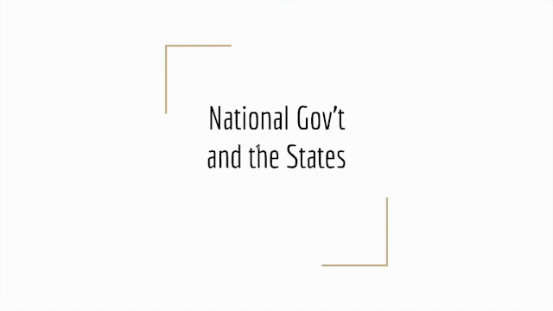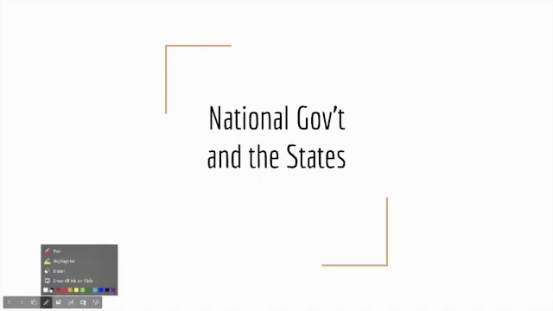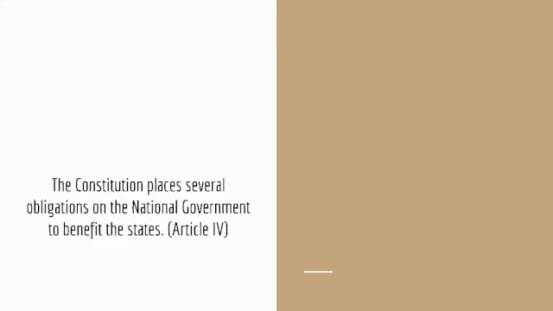We're going to actually look at the relationship of the national government and the states, and we're going to look at how this relationship has developed over time. More specifically, we're going to look at how it exists today. So we talked about federalism and that organization of power.